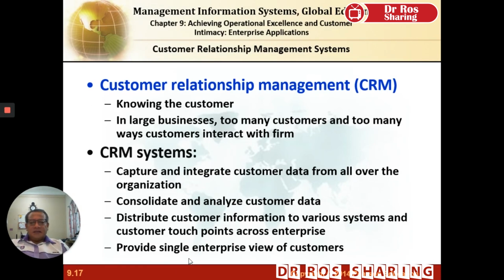The third system that I'm trying to explain on enterprise system in this chapter is basically called customer relationship management. This is the ending part of the supply chain, in which SCM is the head, ERP is the body, whereas CRM is basically the tail.